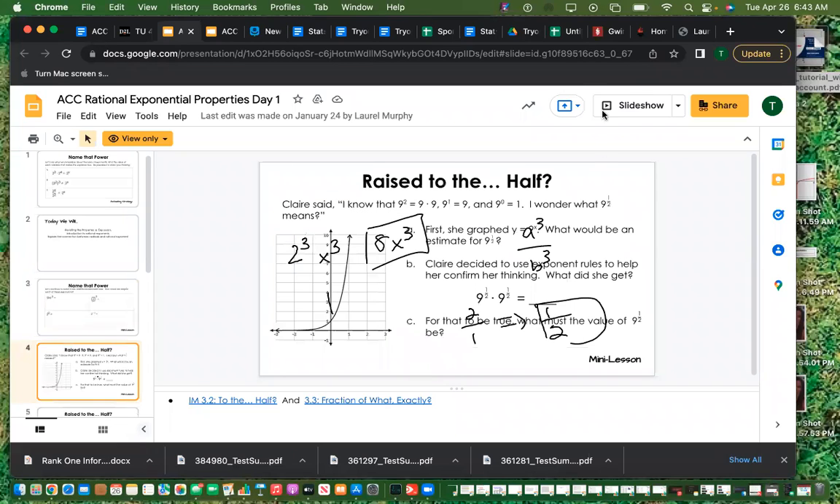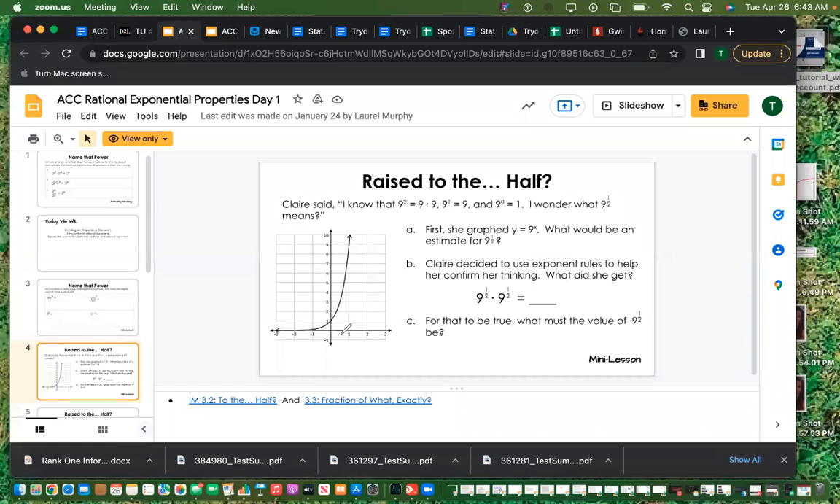All right. So Claire said, I know that I have 9 to the 2nd equals 9 times 9, and 9 to the 1st equals 9. 9 to the 0 equals 1. I wonder what 9 to the 1/2 means. Well, first she graphed y equals 9 to the x. What would be an estimate for 9 to the 1/2 power? Well, 9 to the 1/2 power would be roughly in here somewhere, right?